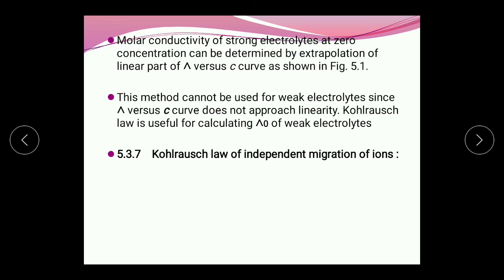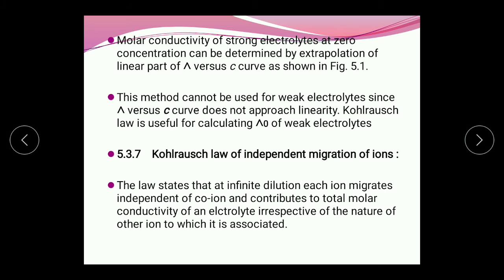Now, just see the statement of the law. The law states that at infinite dilution, each ion migrates independent of its coion and contributes to the total molar conductivity of an electrolyte irrespective of the nature of the other ion to which it is associated. Now we will see this law part by part to understand it in a better way. Now what is the law? The law is for electrolytes at infinite dilution.